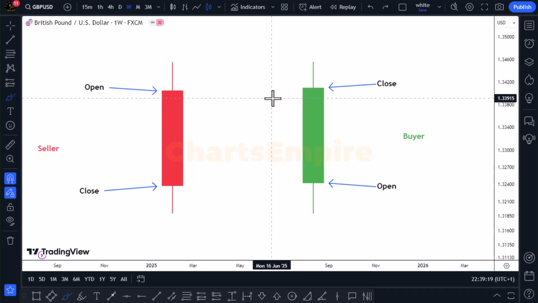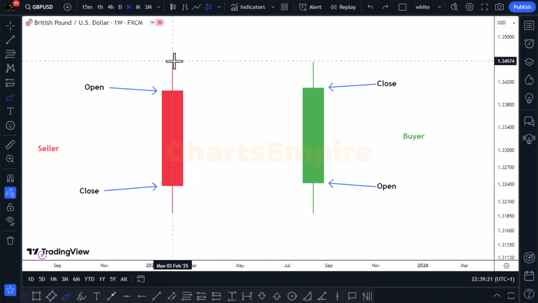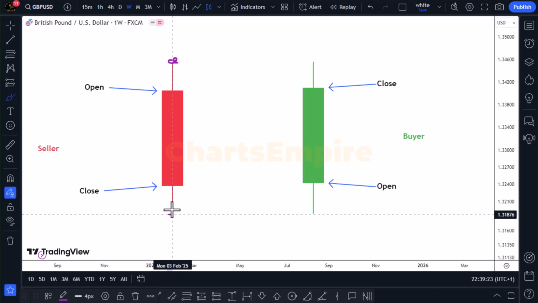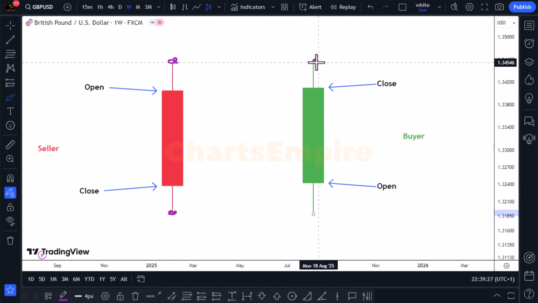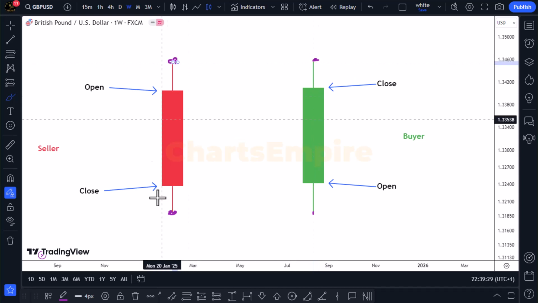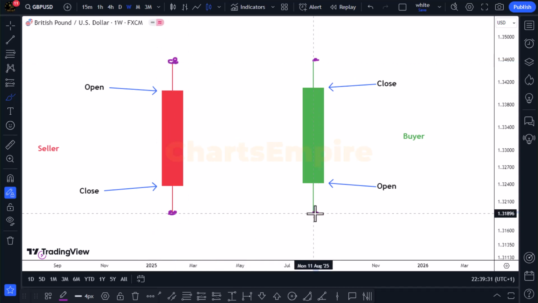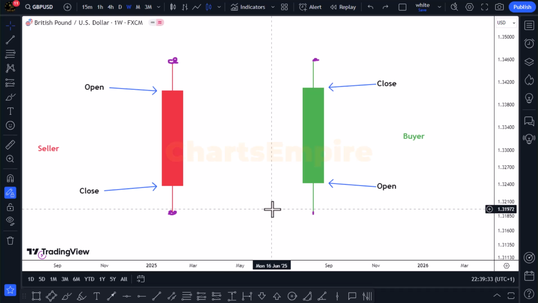Now and again, you are going to see some lines at the top and the bottom. So what are these lines at the top and the bottom all about? These lines mean a lot in trading. Let me show you what they mean.